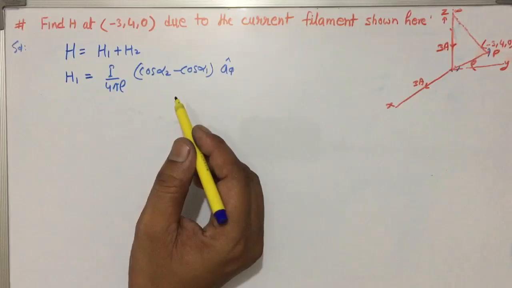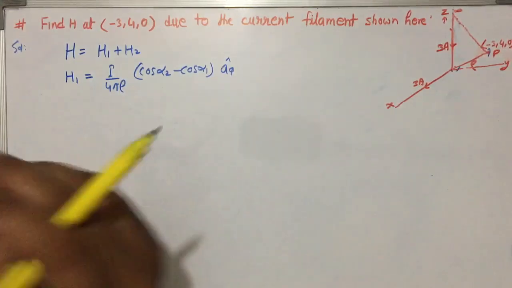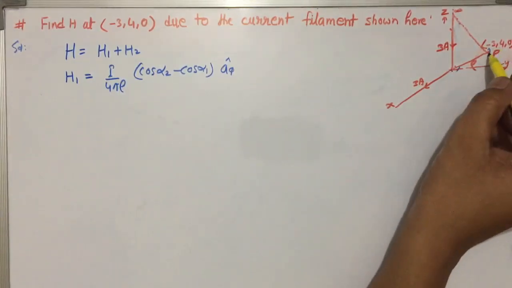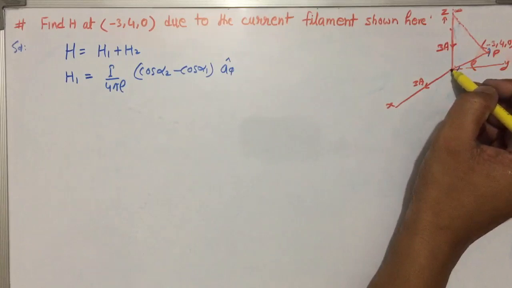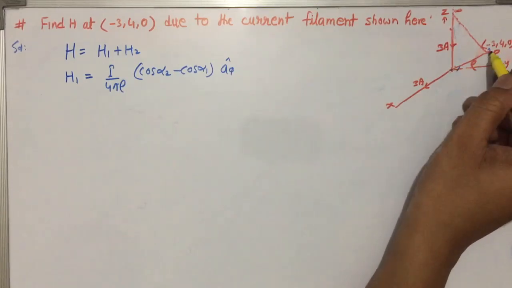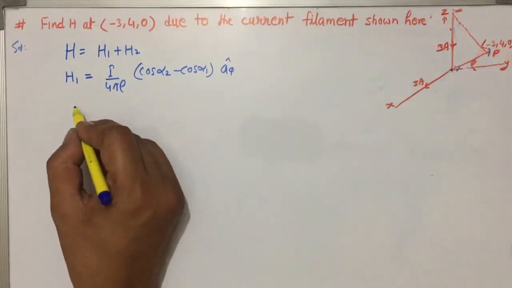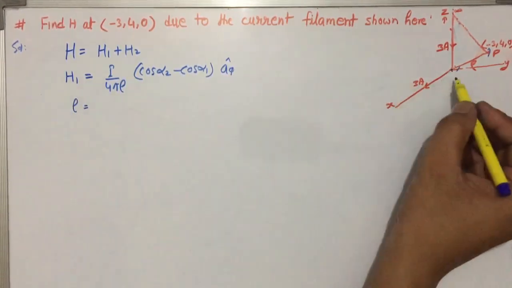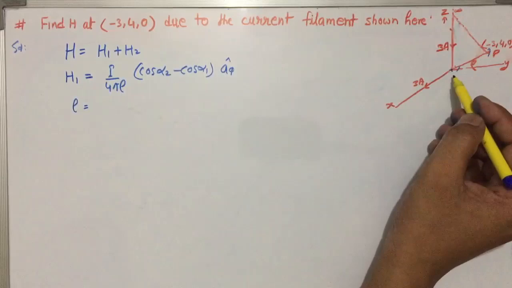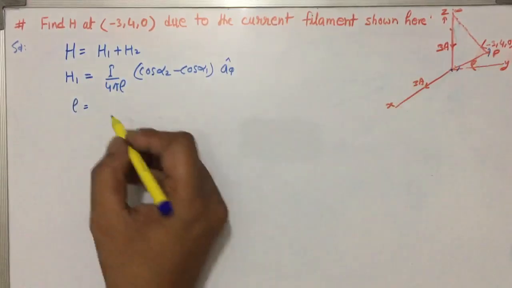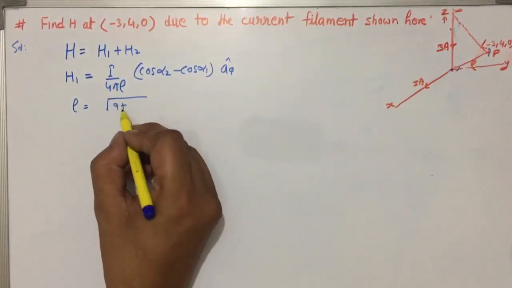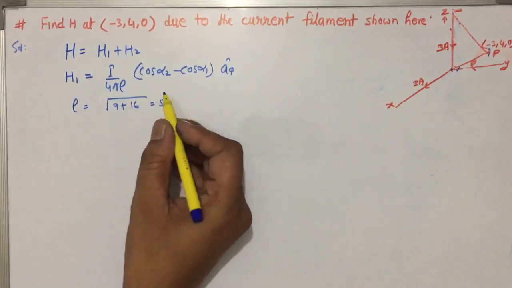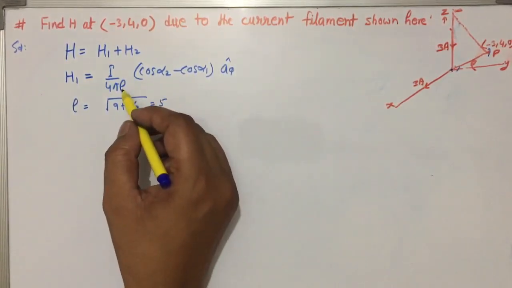Let us start by finding rho first. The point of interest is P, having coordinates minus 3 and 4. If we find the displacement from here to that point, that will be rho, which is the square root of (minus 3 minus 0) squared plus (4 minus 0) squared. That gives 9 plus 16, so the root is 5. One term is known: rho is 5.